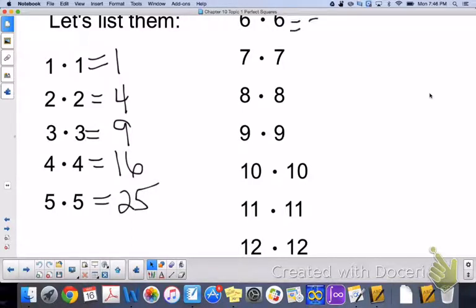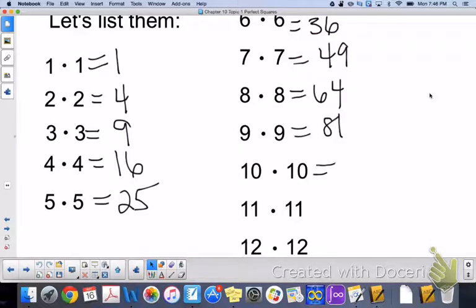You can probably jump ahead of me and go faster. 6 times 6 is 36. 7 times 7 is 49. 8 times 8 is 64. 9 times 9 is 81. 10 times 10 is 100. 11 times 11 is 121. And 12 times 12 is 144. Those are your perfect squares. Okay? We do expect you to know them, 1 through 12. We want you to know all of those and be able to recognize that they are perfect squares.